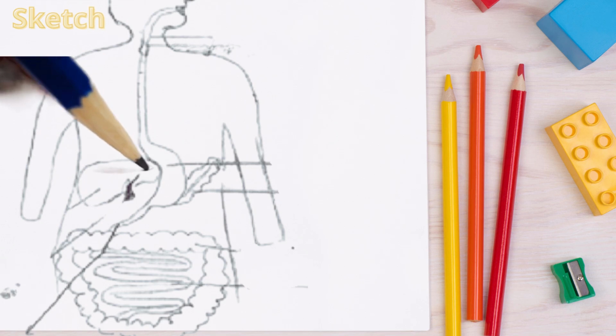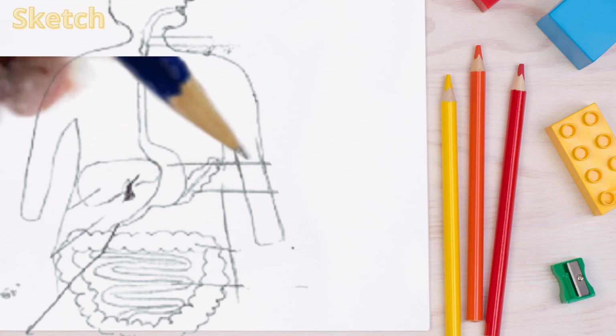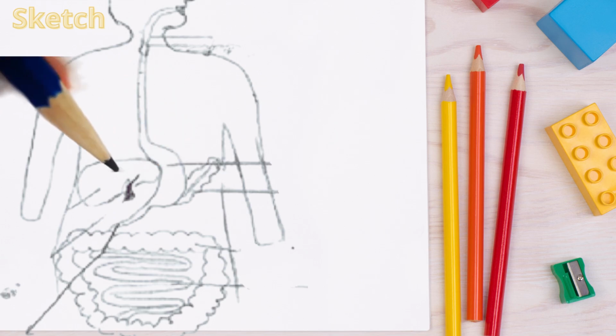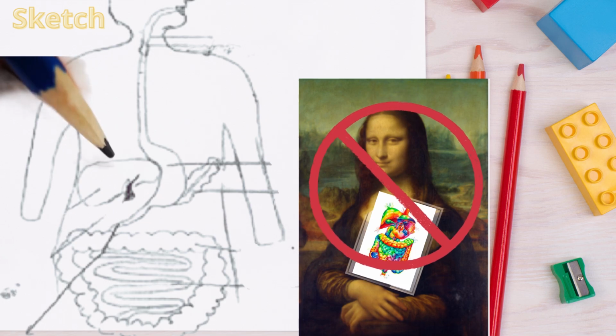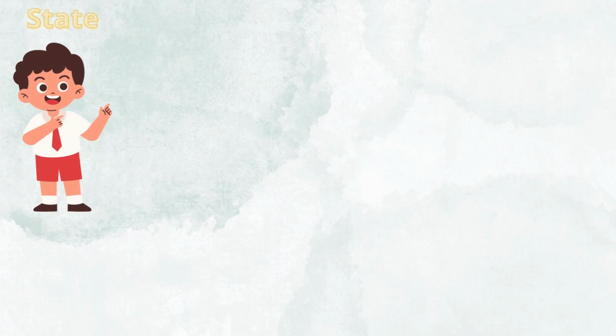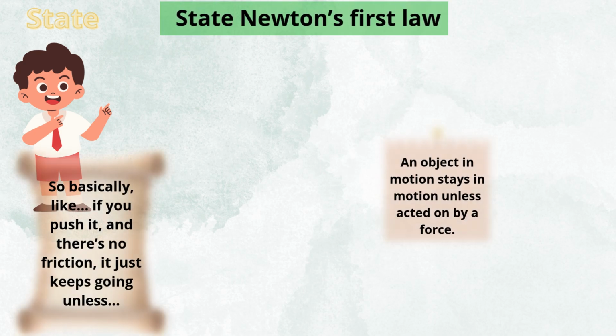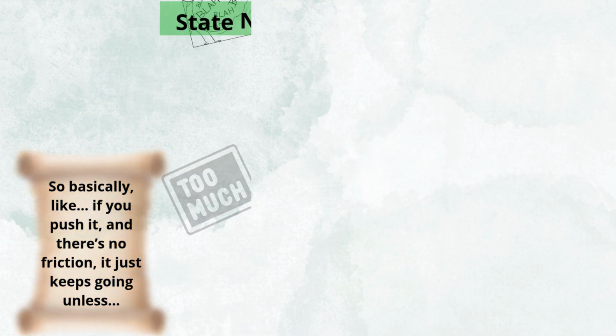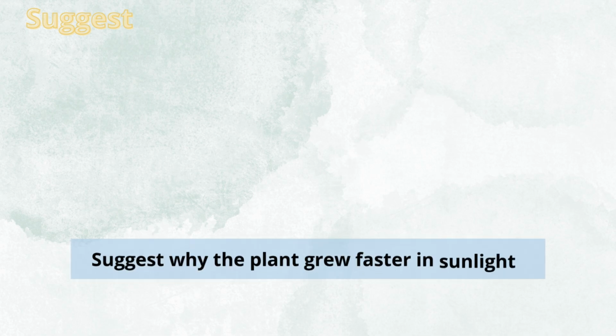Sketch. Draw a simple diagram. In other terms, make a quick, simple drawing. Example. Sketch the digestive system, not Mona Lisa. State. Say clearly in short form. No need for extras. Example. State Newton's first law. Don't explain. Just state it.